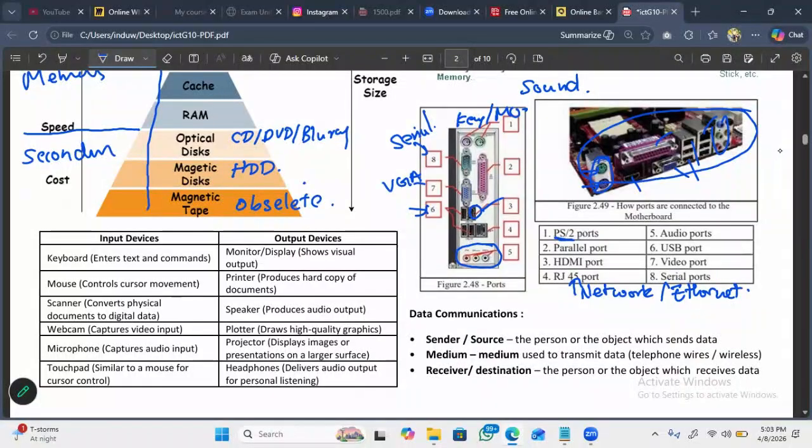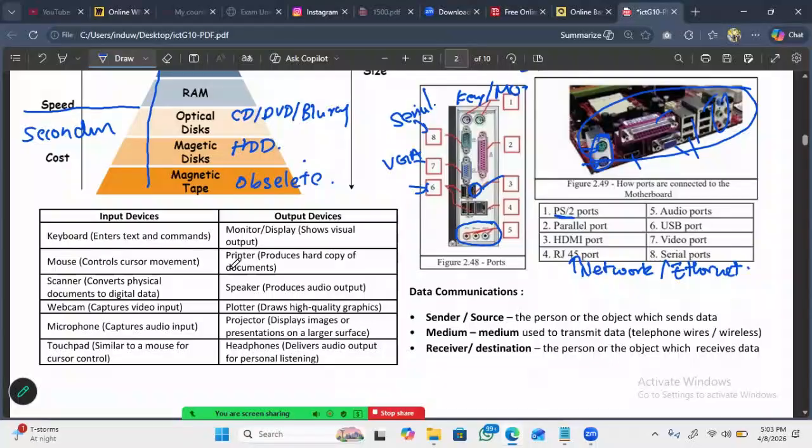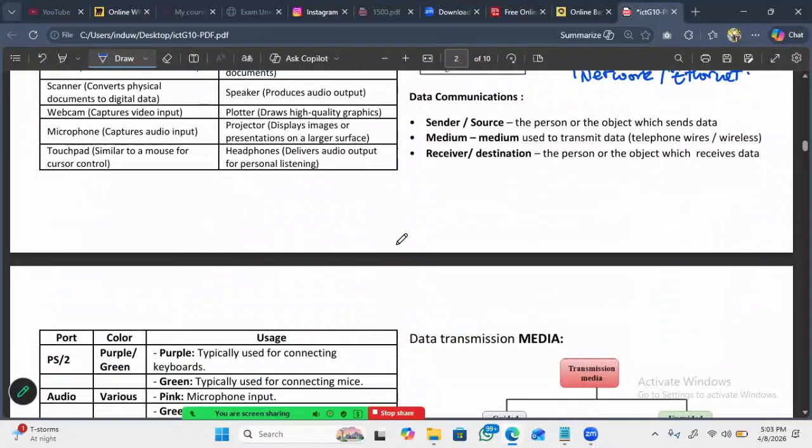Input devices and output devices, even though most important, we know all these usually. But some students may struggle, because one time in my physical class, I asked a question from one student and he was struggling to define what an input device is.